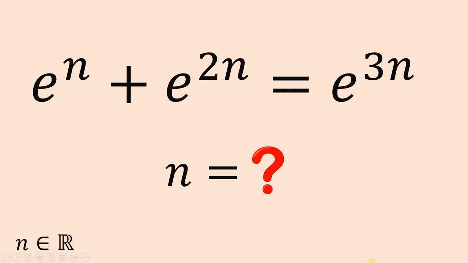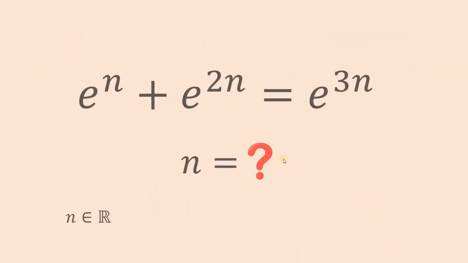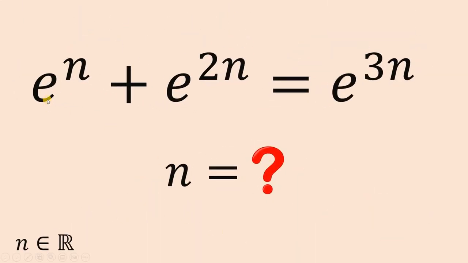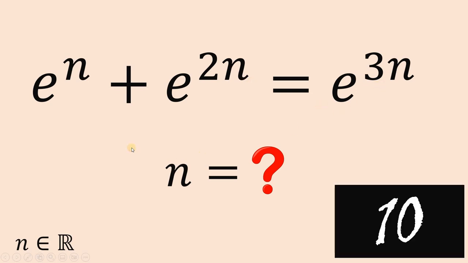Can you solve this math challenge? Here's the question. Solve for the real value of n given that e raised to n plus e raised to 2n equals e raised to 3n. You can pause this video if you want to give this problem a try.